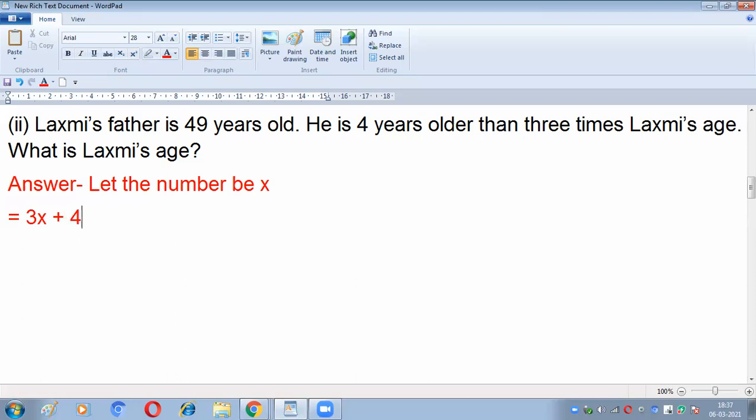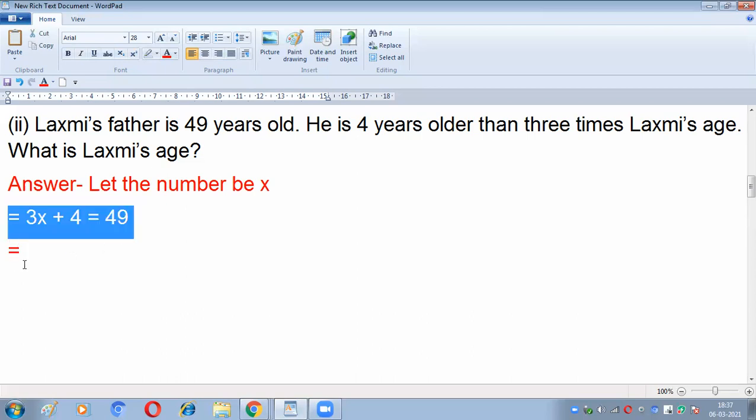Okay. And his father's age was 49 years old. So simply I have solved this equation, and that means I have written this equation very simply. That's why this chapter name is simple equation. So here is 3x plus 4 is equal to 49.